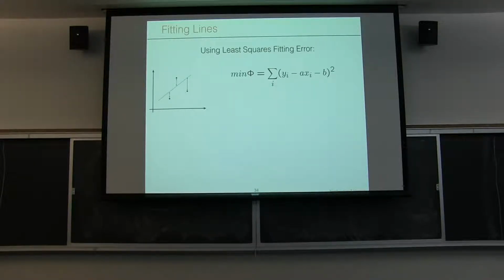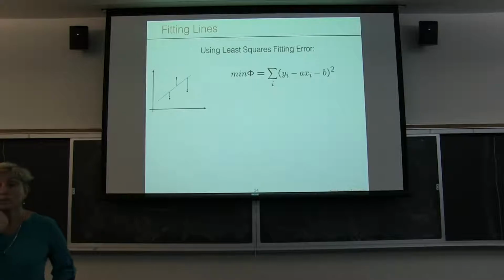So I have n points, (x1, y1), (x2, y2), and so on. And I write that equation, and I want to find the best a and b so that this is as small as possible. So what do I do? What's the tool? How do I solve this math problem?